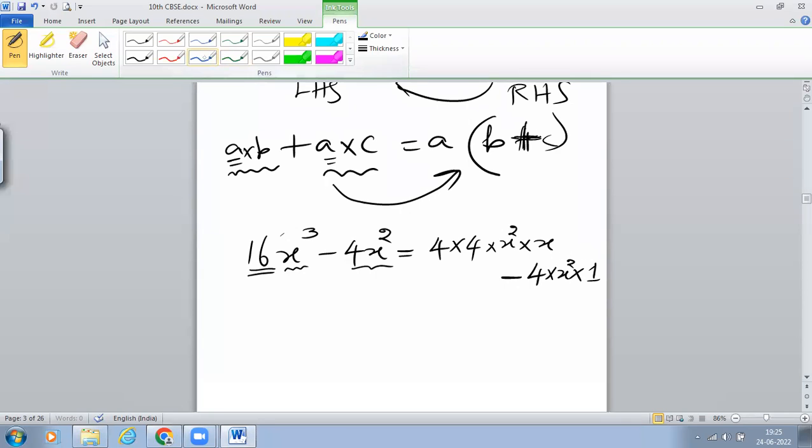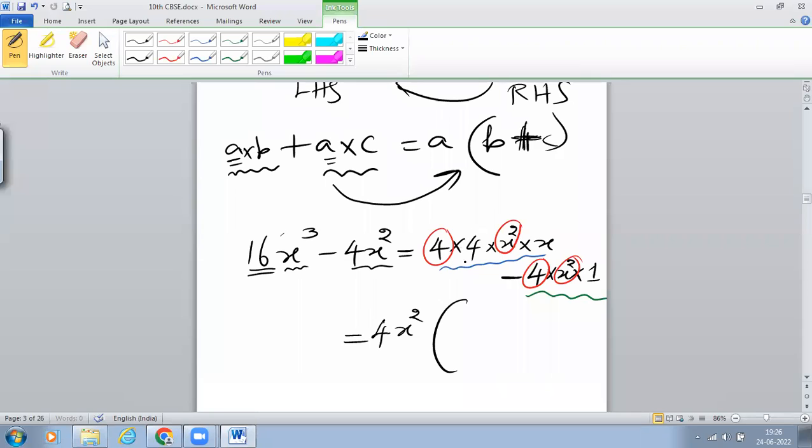Okay, now listen carefully. How many terms do we have here? This is one term and this is another term. In these two terms, what are the common multiples? I will circle the common multiples. Here 4 is there, here also 4 is there. Here x square is there, here also x square is there. Is there any other common multiple? No. So we can take these common multiples outside using this property. Here only A was common; here we have 4 and x square common. So I'm going to take 4x square common outside.